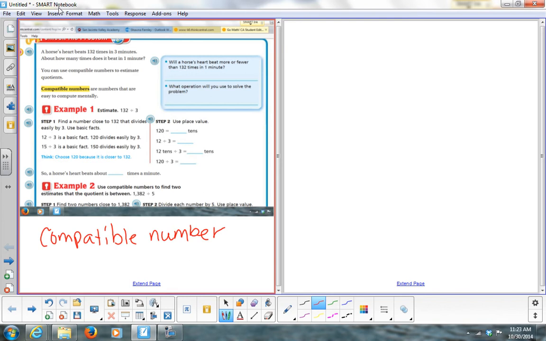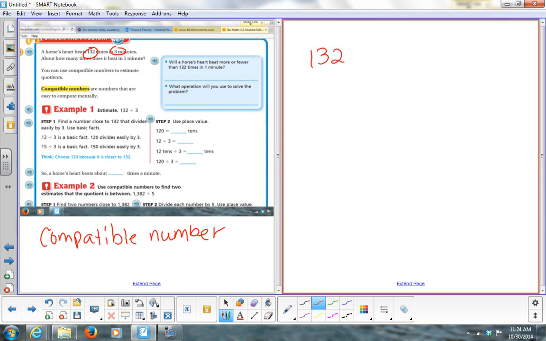All right, so it says here on our page, a horse's heart beats 132 times in 3 minutes. About how many times does it beat in 1 minute? So I want to find out how many times it beats in 1 minute. They told me it beats 132 times in 3 minutes. So now I got to divide that to see how many times it beats in 1 minute. Okay, so we're going to use compatible numbers. So we have 132 divided by 3.